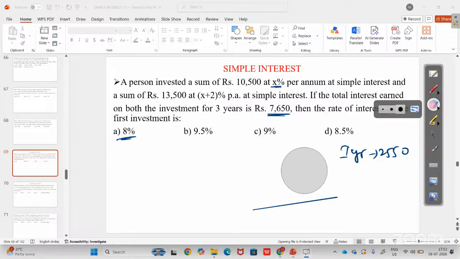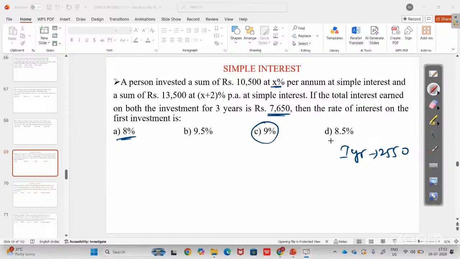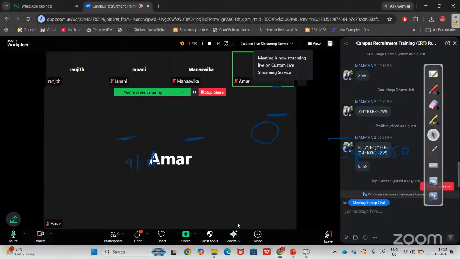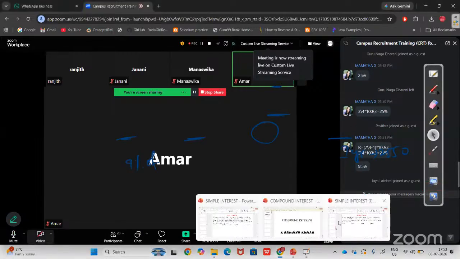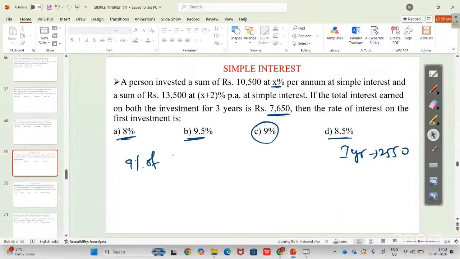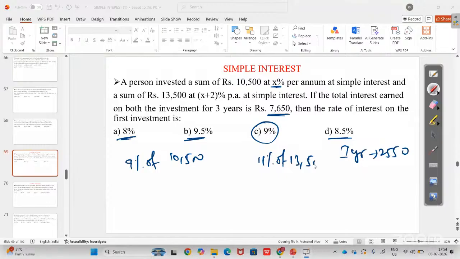So what about 9 percentage? So I will go with 9 percentage instead of 8.5 and 9.5. If I go with 9 percentage, what is the 9% of? Anyone done the answer? That is 9.5. Okay. 9% of 10,500. Here also 11% of 13,500.